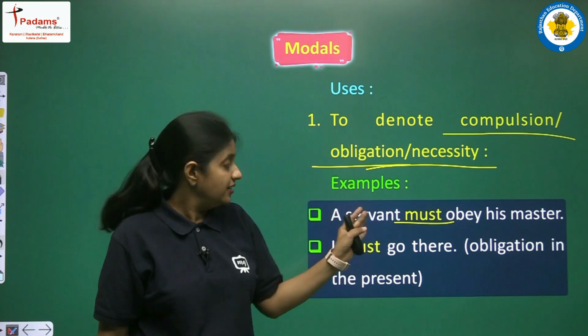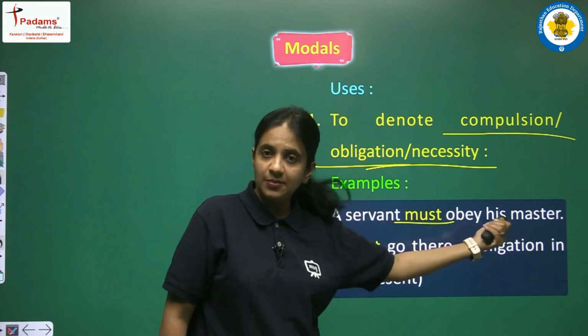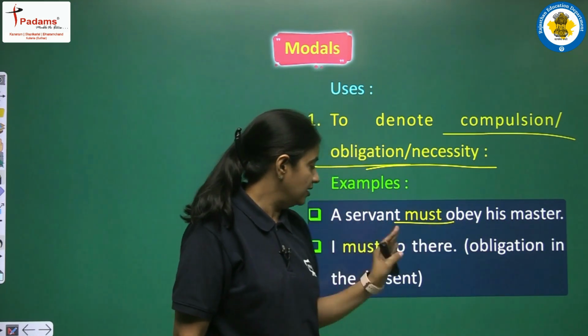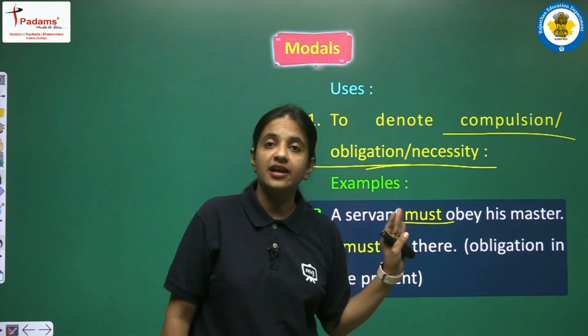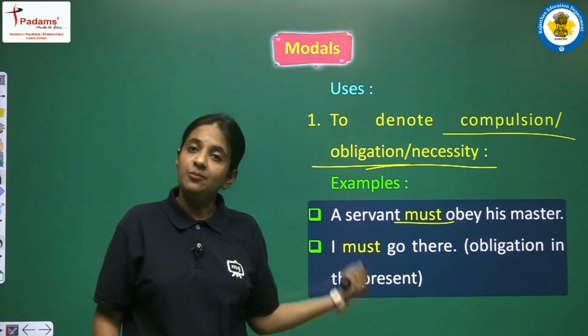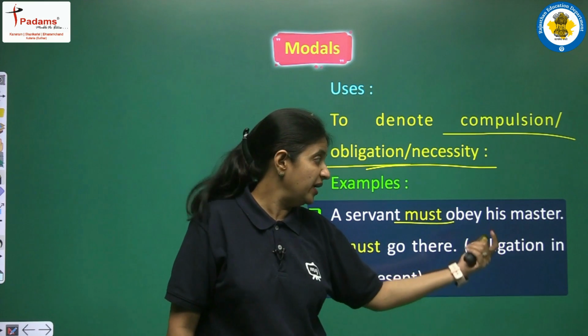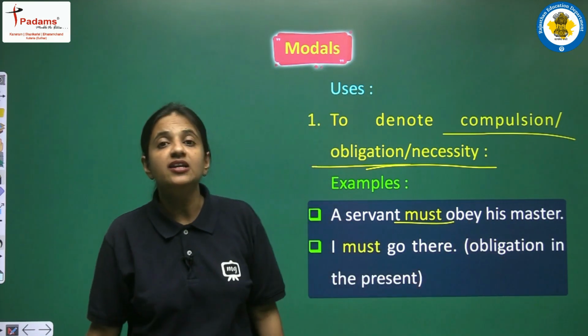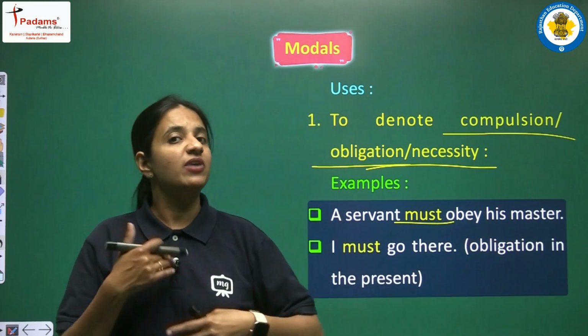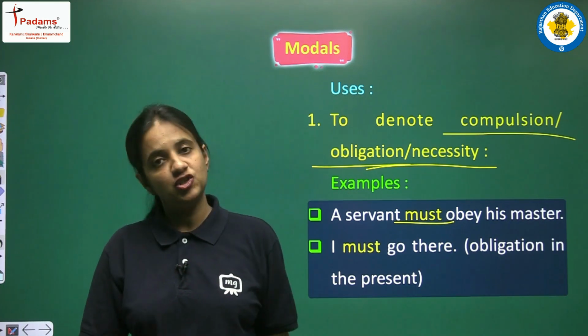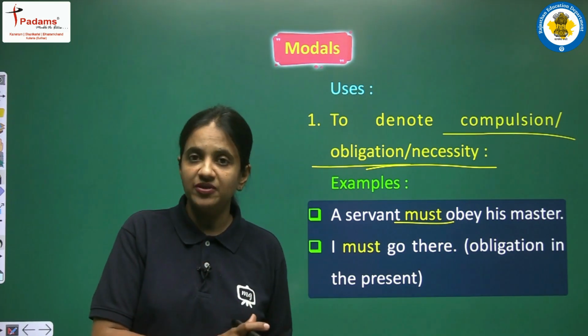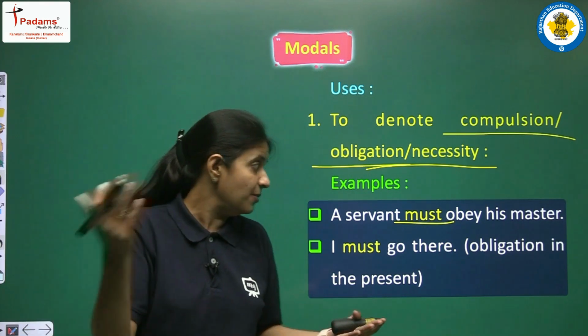Here we are saying that a servant must obey his master, and just look here that this sentence can have one more structure. We can make this sentence in this manner also, that a servant should obey his master. So when we are using should, then we are only giving one kind of advice. Okay, we are just showing the moral duty of a servant, that yes, he should obey his master.